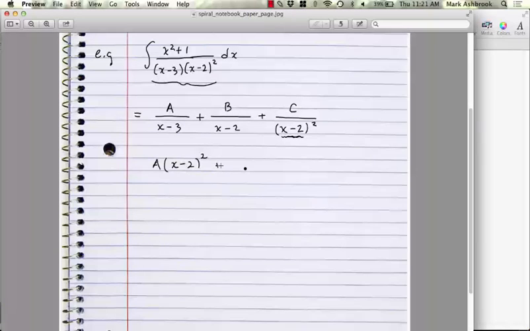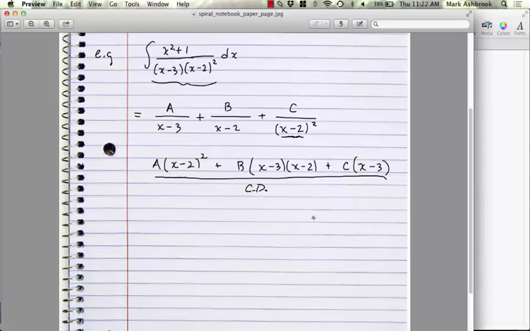All right, and then plus B times what? Well, we're going to need an x minus 3 and also an x minus 2. And then what do we need to multiply C by? Just x minus 3. Okay, did you count? And then that whole thing would be over the common denominator, our original denominator. And so this numerator then has to equal what? x squared, and then I'm going to put plus 0x plus 1.